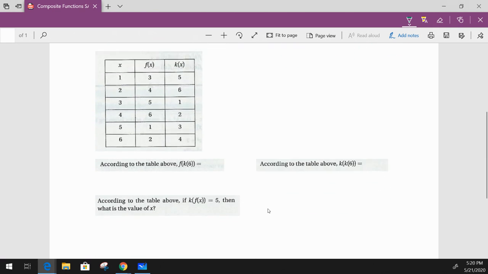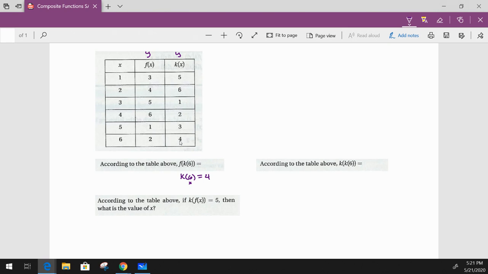Other problems that you might see on an SAT is something like this, where you're given a table of values. These are your x values, and then these are your y values for these couple of different functions. This is the y coordinate for f of x. These are the y coordinates for g of x, or k of x. According to the table above, it's asking to find f of k of 6. So k of 6 means that your input, or your x-coordinate, is 6.